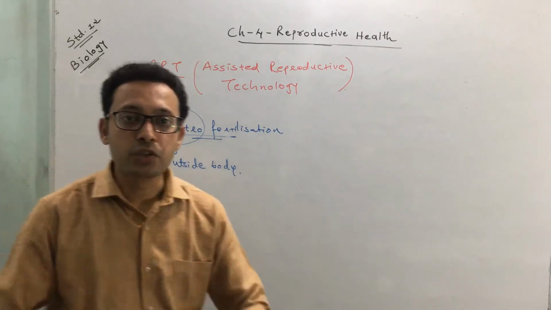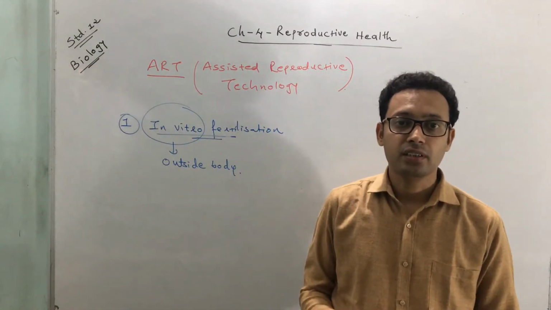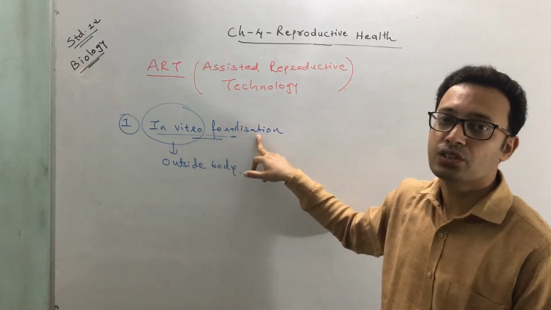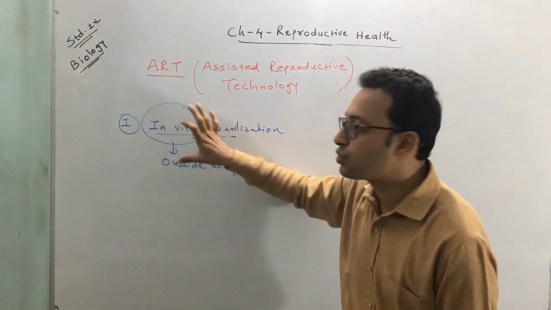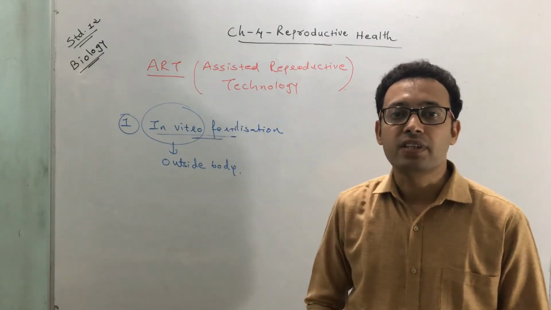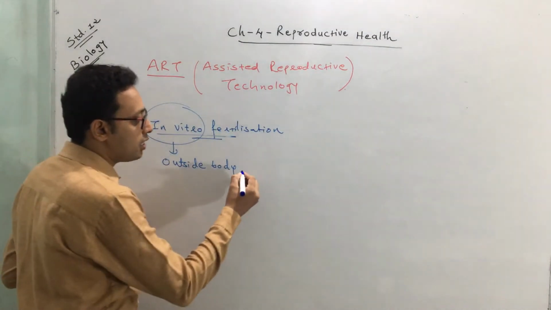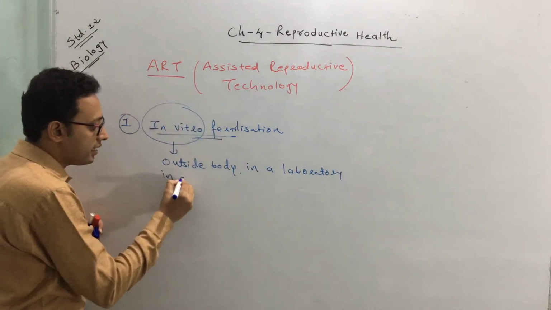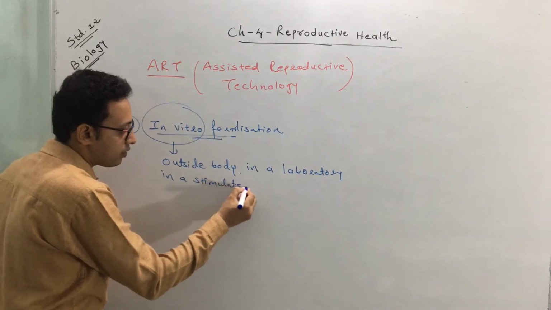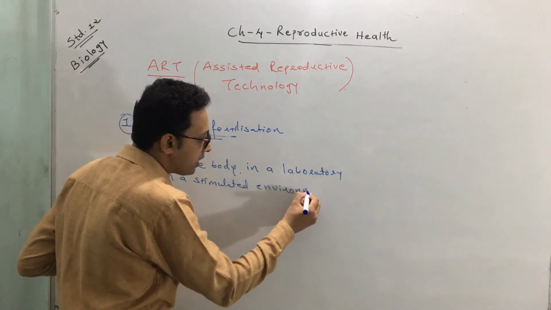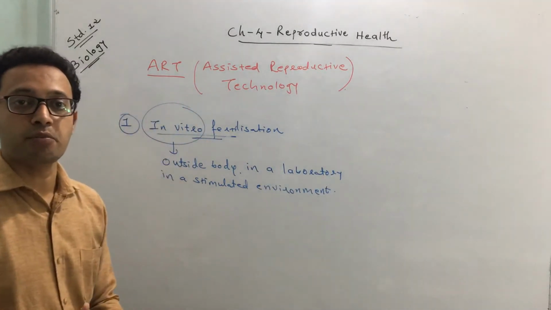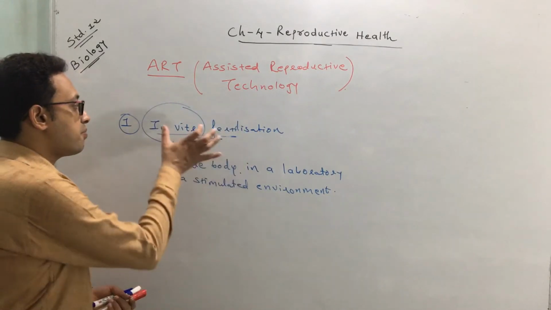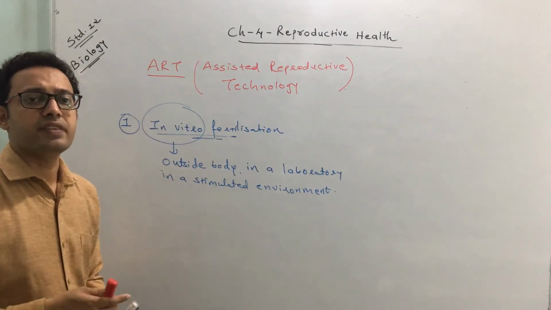Clear? Usually in a human, the fertilization takes place inside the body. But here it is an assisted reproductive technology, what we call in vitro fertilization. Means in this technique, the fertilization occurs outside the body. So here the fertilization takes place outside the body in a laboratory, in a simulated environment. Means the environment which is similar to our body is provided, and the nutrition similar to our body is provided, and in such an environment the fertilization process is induced. Such a type of fertilization is called in vitro fertilization.